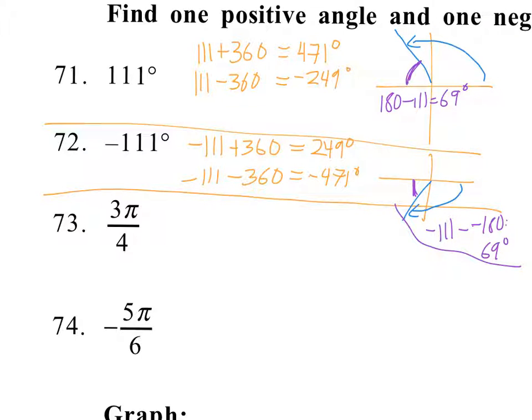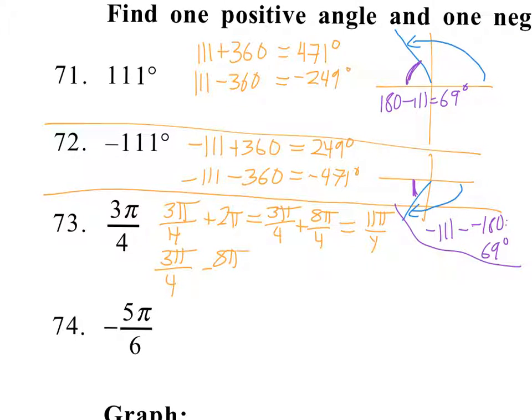For number 73, 3 pi over 4, to get to another positive coterminal angle for this, I'm going to add 2 pi. So in doing that, I might rewrite this as 3 pi over 4 plus, and 2 pi is going to be 8 pi over 4. That reduces to 2 pi. And when I add those together, I get 11 pi over 4. To get a negative value, we're going to do 3 pi over 4 minus 8 pi over 4, and that's going to get me to negative 5 pi over 4.